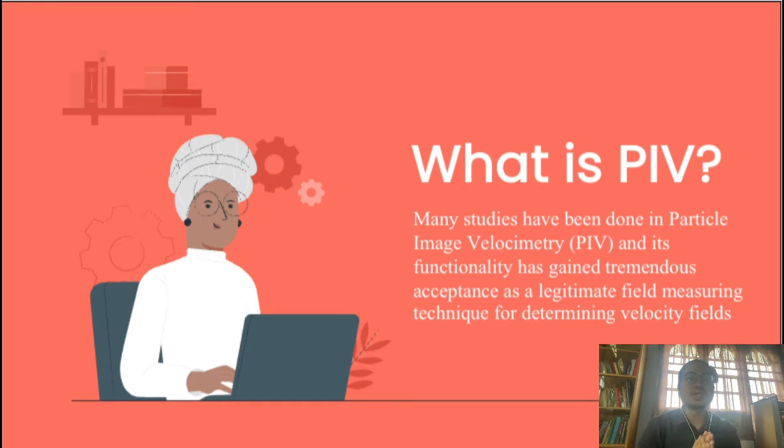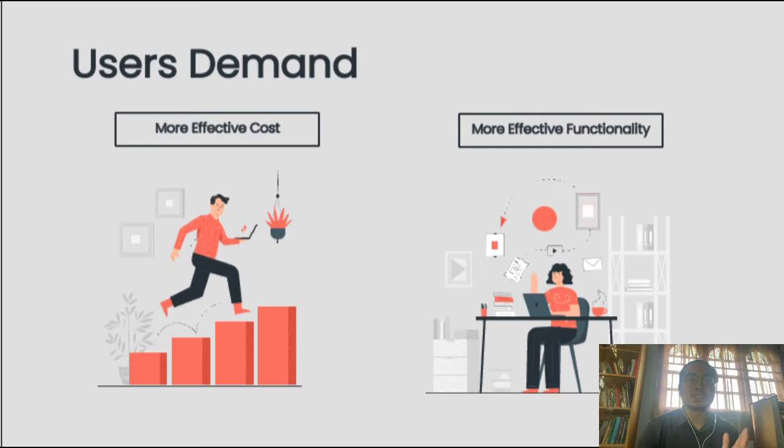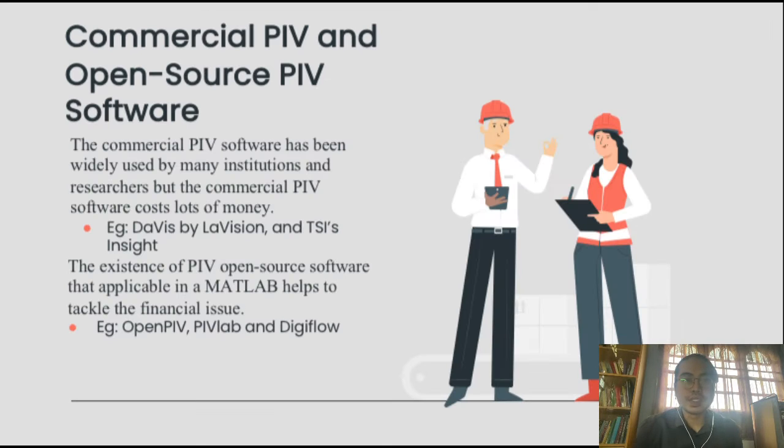PIV has shown to be a useful instrument for analyzing cylinder airflow. It is an excellent method for determining the instantaneous velocity field of a flow in a plane. In this new era of convenience, researchers and users demand more effective innovations in terms of both functionality and cost. Nowadays, the current PIV software is divided into 2 different categories. First, the commercial PIV software, and second, the open source PIV software.